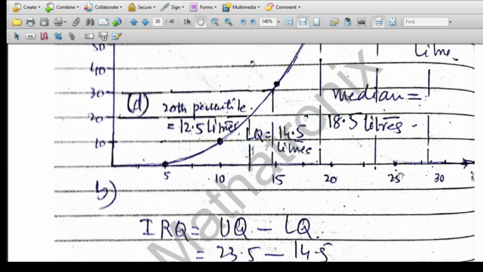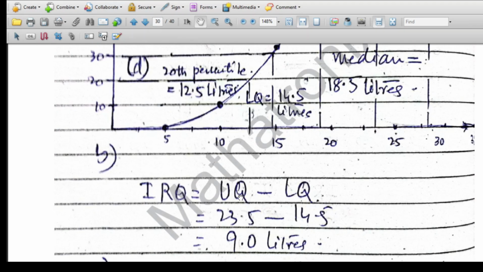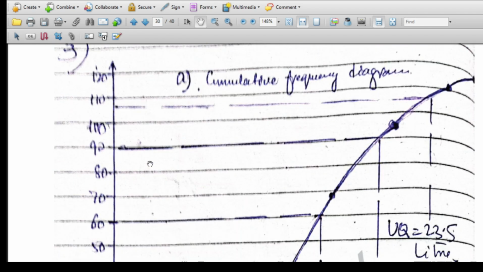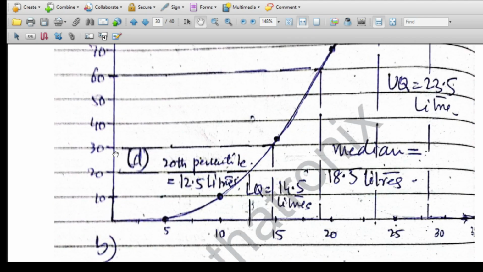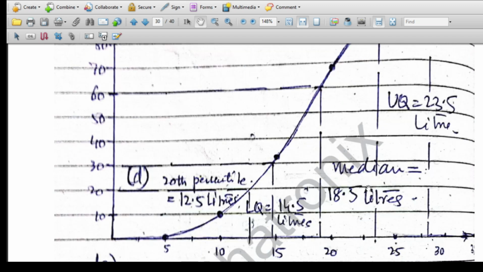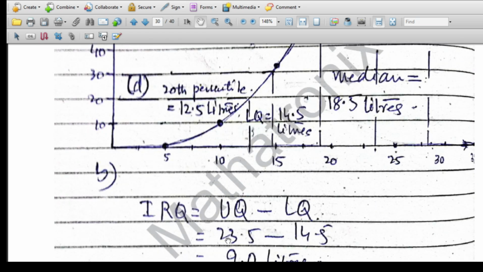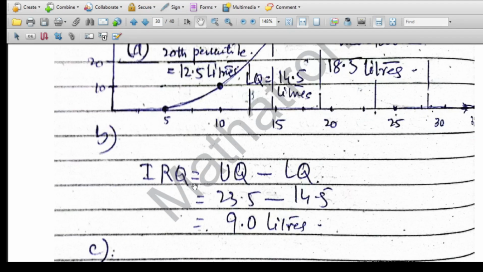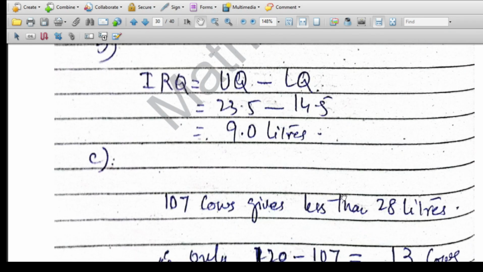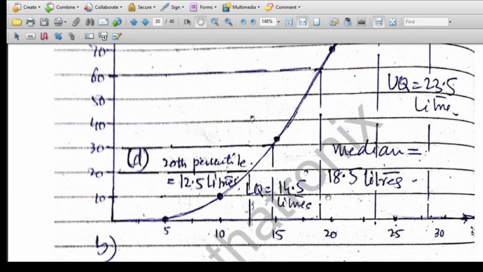In part B, for the quartile range, since the total is 120, the lower quartile is at 30 and the upper quartile is at 90. At 90 we have this value: the upper quartile is 23.5 liters, the lower quartile is 14.5 liters, so the interquartile range is 9 liters. And 107 cows give less than 28 liters.